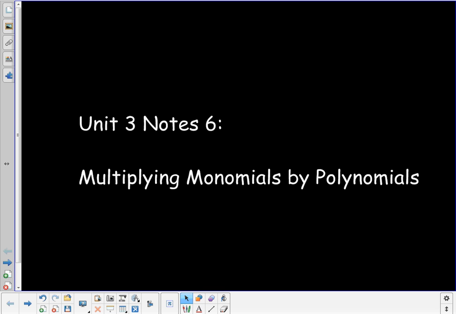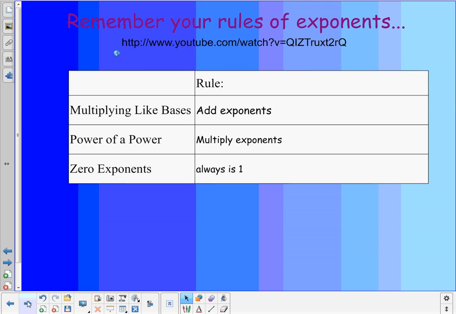We're just going to start off today by reviewing the three rules that we're going to need. We've been talking about rules of exponents and how we add, subtract, multiply, and divide them. Today we're going to do monomials by polynomials. So far we've been working with mostly just monomials, but now we're going to get into polynomials as well.